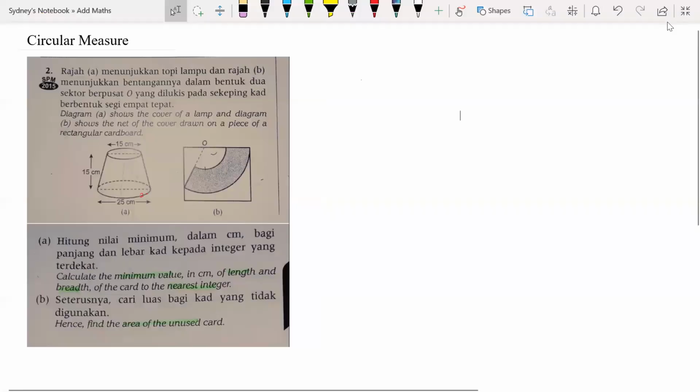Hello everyone. In this video clip, I'm going to share with you how to solve this clone SPM question. Now this question was asked in 2015 and this question has been modified. So the level of difficulty is a little bit higher than the SPM clone questions.